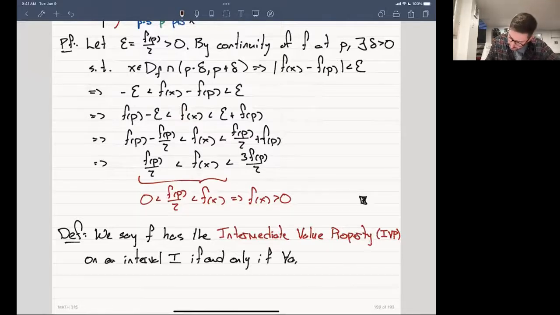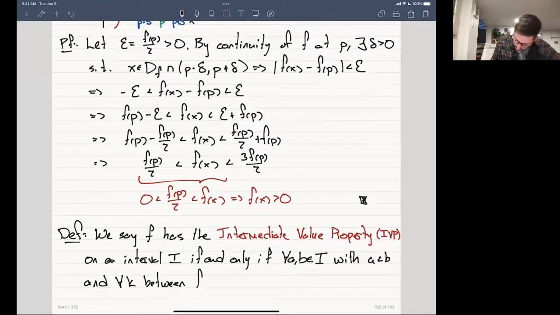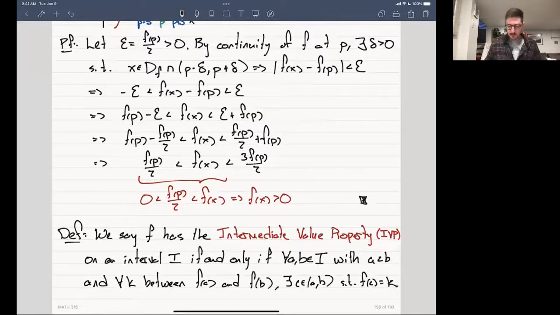if you take any a and b in I, so for all a and b in I, with a smaller than b, we just want to be able to organize these things. And for all k between f of a and f of b, then there exists some c between a and b such that f of c is equal to k. Okay, so a few things. First of all, the definition didn't assume continuity. There are many functions that are not continuous that have the intermediate value property.